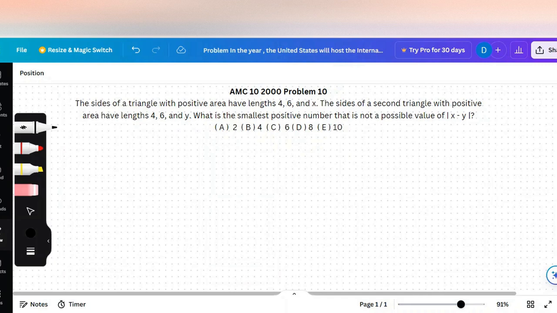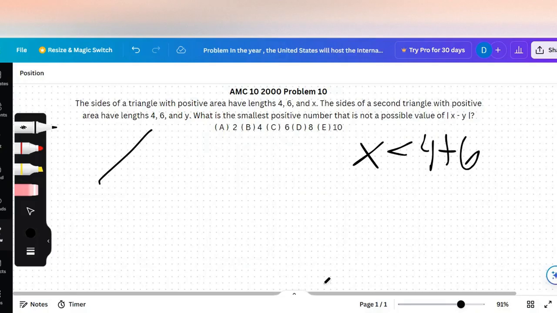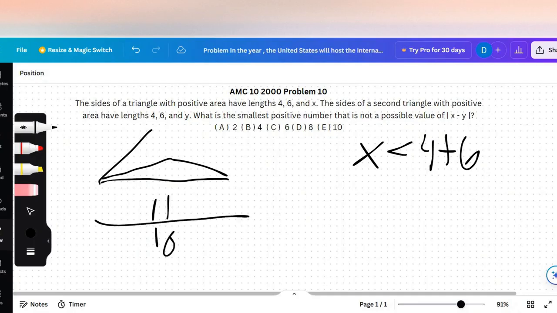So when you think of this problem, first we have to think about the restrictions of x and y. So x can't be larger than the sum of the other two sides. That's a rule of a triangle, because if you think about it, if x is 11, let's just say 11, even if it's like this, it can't stretch out because the farthest point it has is 10, and it won't be a triangle. So it would be like this much off, it would be one off.